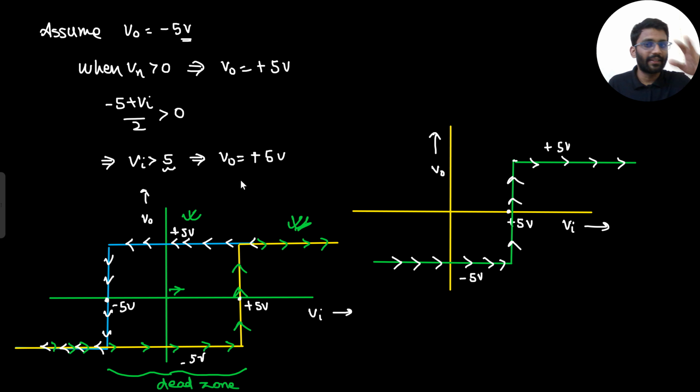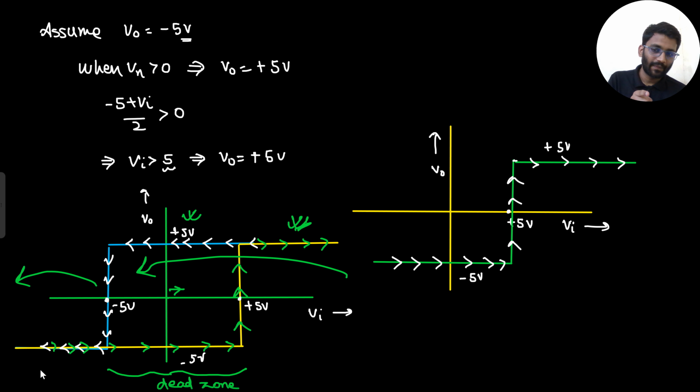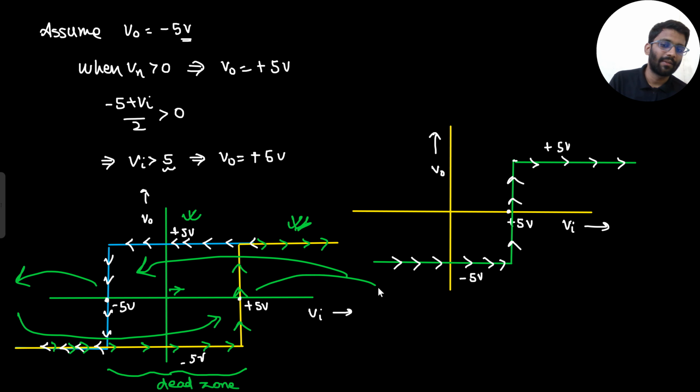So in a Schmitt trigger, in the given circuit, if your input is moving from minus infinity to minus 5, that means your output will be plus 5, and if it is moving from minus 5 to infinity, your output will be minus 5. And if your input is moving from plus infinity to plus 5, that means your output will be minus 5, and if input is moving from plus 5 to infinity, that means your output will be plus 5. Got that point? Got the simple analysis of Schmitt trigger?